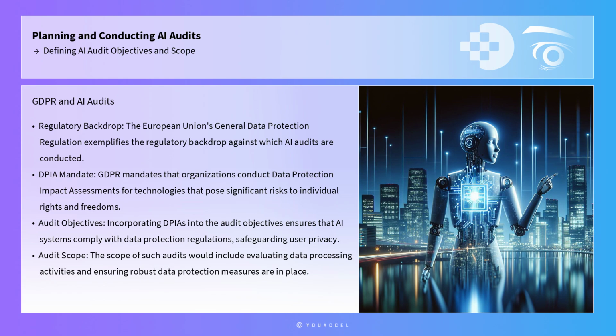The European Union's General Data Protection Regulation exemplifies the regulatory backdrop against which AI audits are conducted. GDPR mandates that organizations conduct data protection impact assessments for technologies that pose significant risks to individual rights and freedoms. Incorporating DPIAs into the audit objectives ensures that AI systems comply with data protection regulations, safeguarding user privacy. The scope of such audits would include evaluating data processing activities and ensuring robust data protection measures are in place.